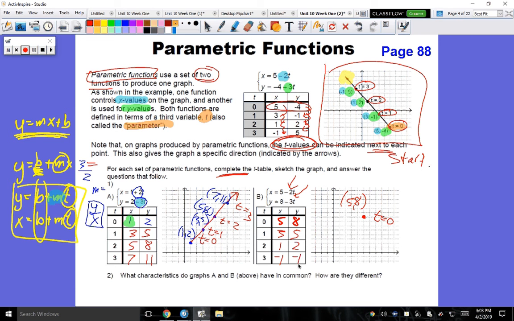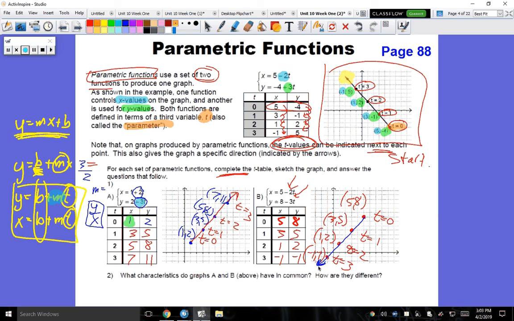So if I quickly plot these, I have 3, 5. Then I have 1, 2. Then I have negative 1, 1. You have time is equal to 1, time is equal to 2, time is equal to 3. And then you could just write them out as far as their points are concerned. And it is traveling in that direction with the arrow showing down to the left.